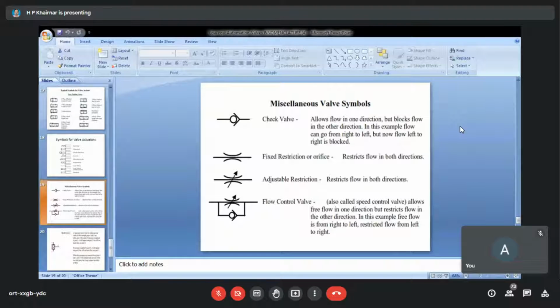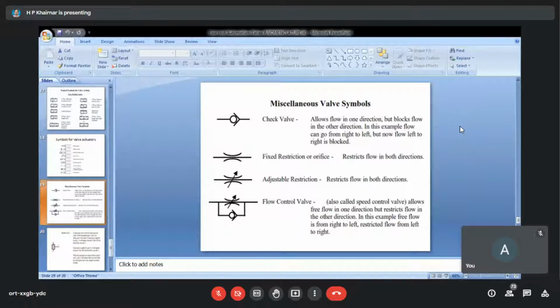There is fixed restriction or orifice. So it restricts flow in both directions. Then there is adjustable restriction. It restricts flow in both the directions. And there is flow control valve. Now in this flow control valve, also called speed control valve, it allows free flow in one direction but restricts flow in the other direction.